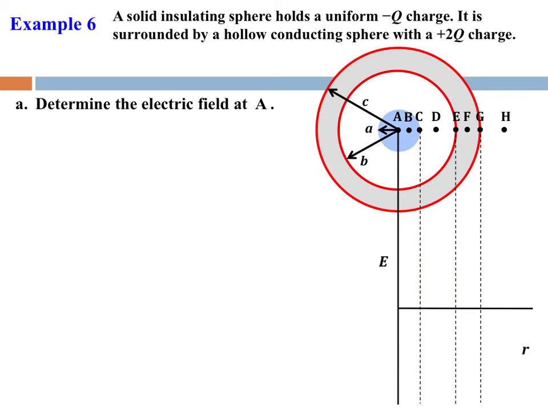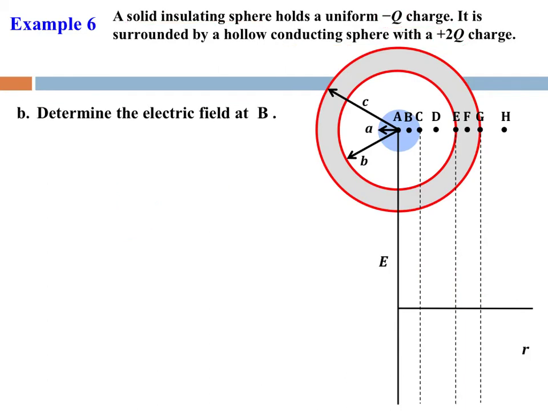Now this example is probably the hardest of them all. It says that a solid insulating sphere has a uniform negative charge. It is surrounded by a hollow conducting sphere with a positive 2 charge. So we want to solve for the electric field at A. Again, we know that it's 0. You can prove that our charge enclosed is 0, therefore our electric field will also be 0. And we've seen that derivation.